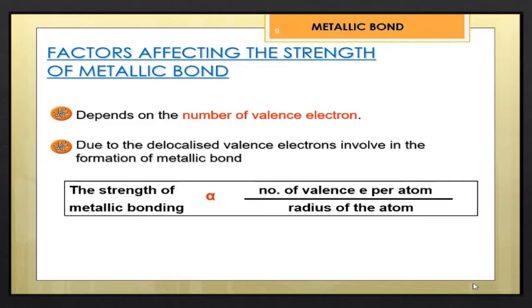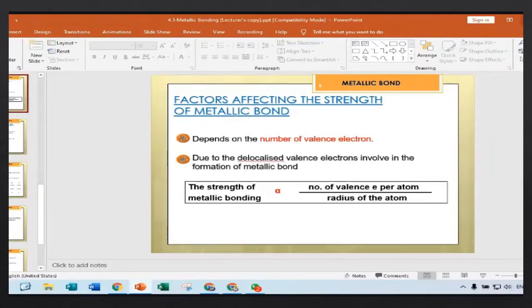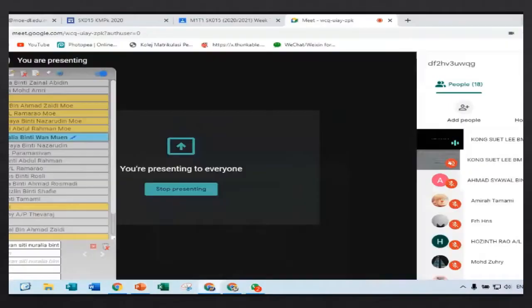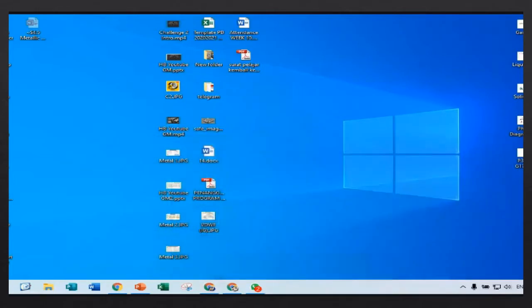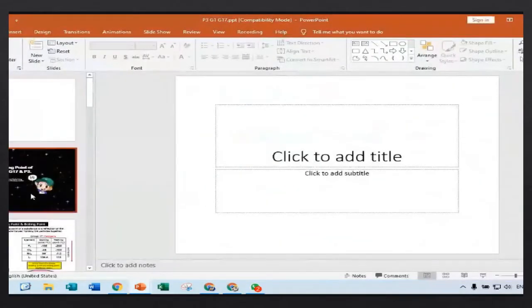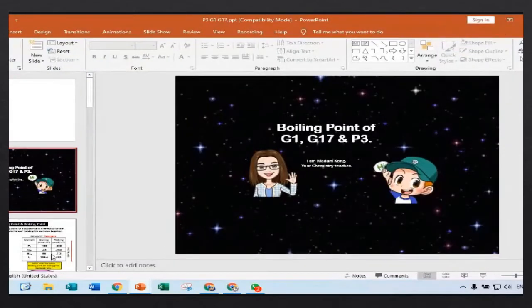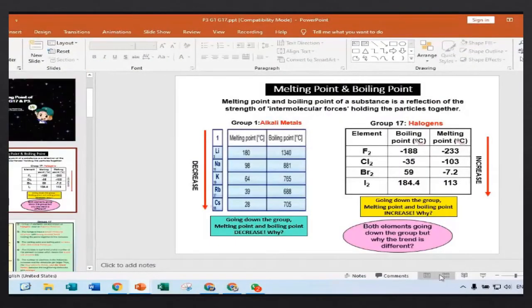Any question? Madam, the radius can be assumed as the size of the atom? Yes, no problem. Okay, thanks. Okay, any question about metallic bond? If no, we proceed to the next. Any questions? Okay, if no, we proceed to this one.